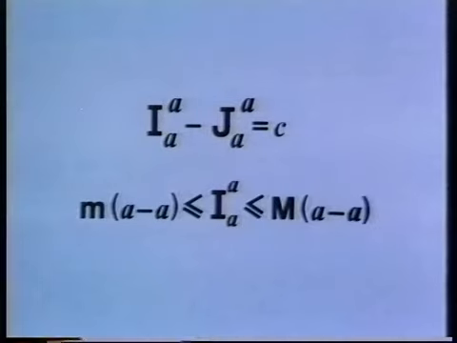But let's look at IAA. By the boundedness axiom, little m times a minus a is less than or equal to IAA, which is less than or equal to capital M times a minus a. So IAA is trapped between 0 and 0, and so must also be 0. Similarly, JAA must be 0. Therefore, the constant c is also 0.